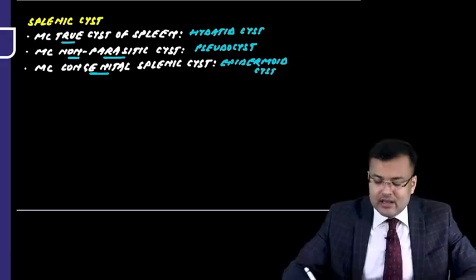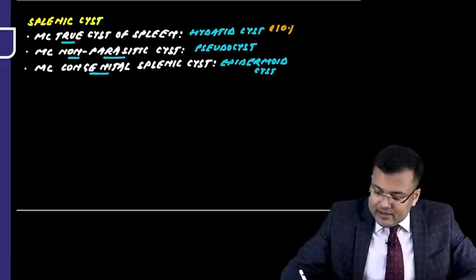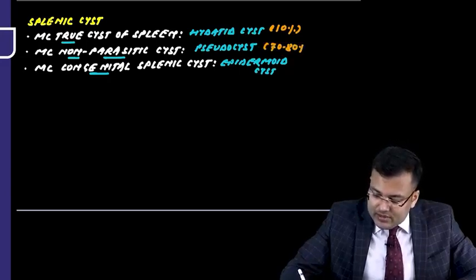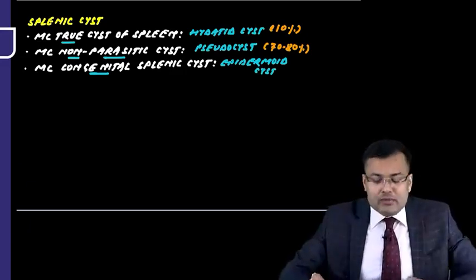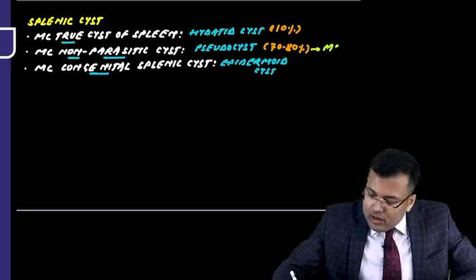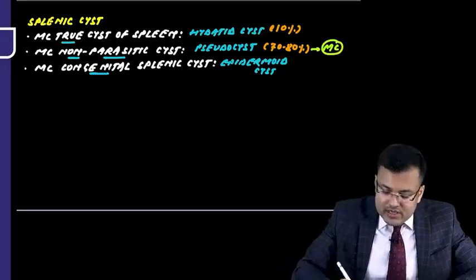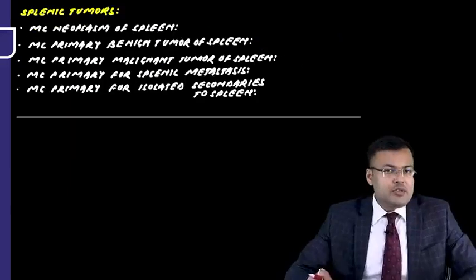If you see the incidence, how much is the incidence of hydatid cyst? Incidence is 10%, and for pseudocyst the incidence is 70 to 80%. So if a question is asked that overall, which one is most common? Overall, most common is pseudocyst. But if the word true is mentioned, what you have to mark? Hydatid cyst.